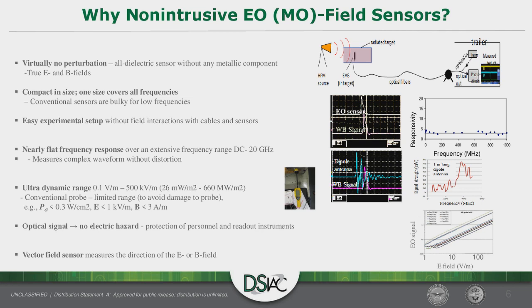So in addition to that, the lack of perturbation problem, the EO sensor, electro-optic sensor, has a lot of other advantages. It is very compact in size, typically less than 1.5 inches, and one sensor covers all frequencies, meaning 0 frequency to 20 gigahertz. And its frequency response, for example here, responsivity is flat.